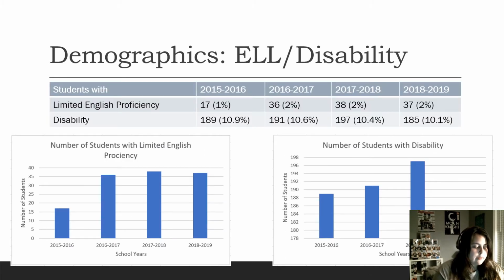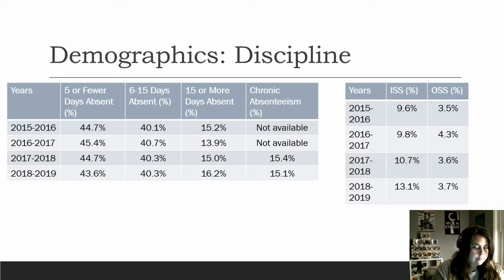Here we have our demographics of students with limited English proficiency and then students with disability. And we can see that there was a slight increase from 2015 to the 2016 school year, but other than that, the numbers are relatively consistent throughout the years.